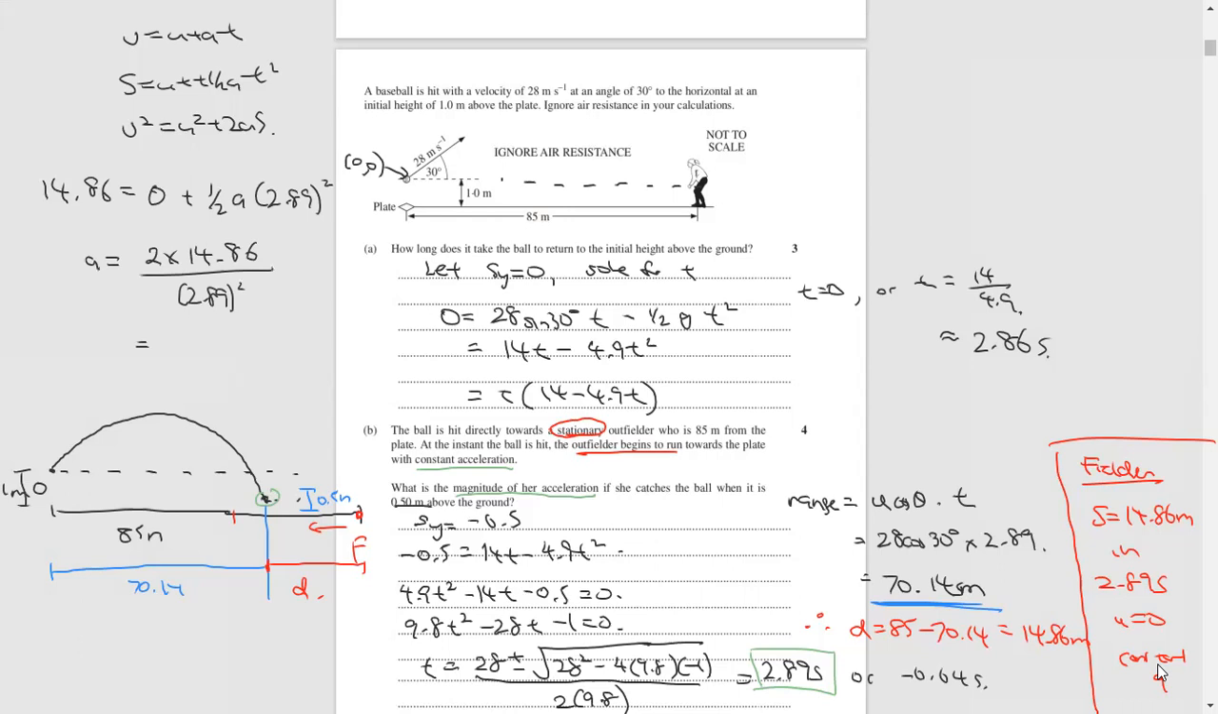Which then gives you an answer of 3.56 meters per second per second. And that there on your left is your answer. For 4 marks.